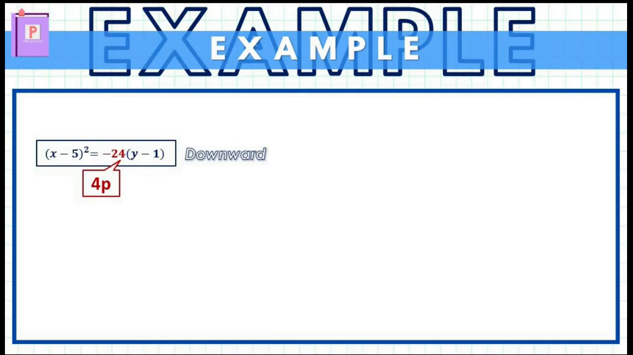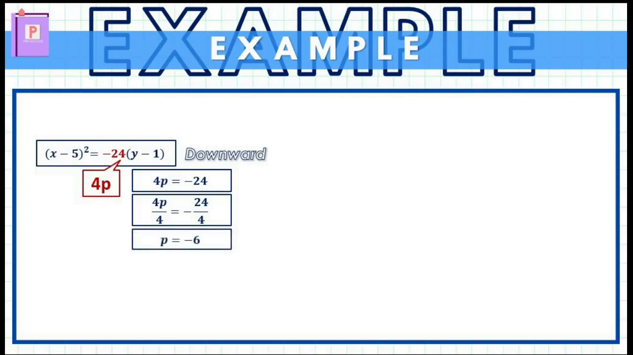Now, how are we going to solve for p? So, 4p here is equal to negative 24. Then we divide both sides by 4. That will be 4p over 4 equals negative 24 over 4. Hence, the value of p will become negative 6.